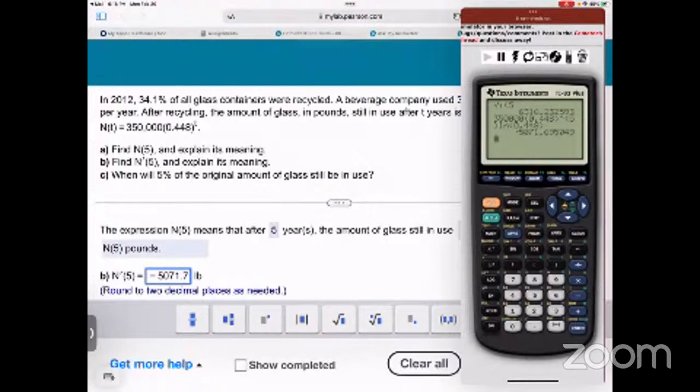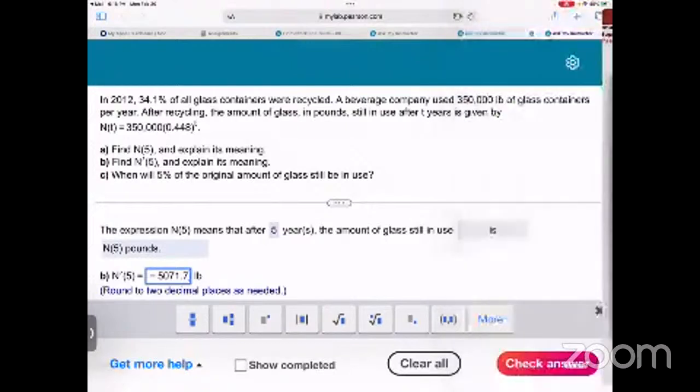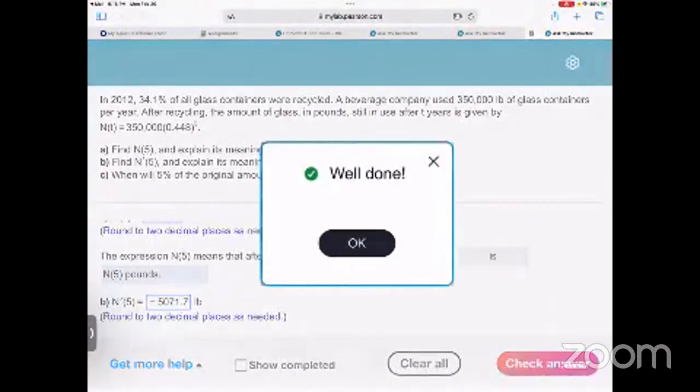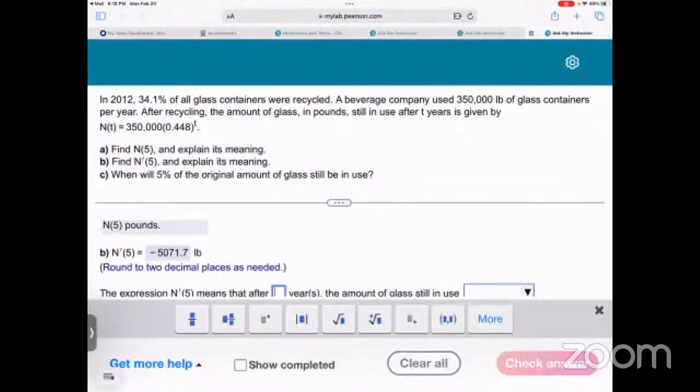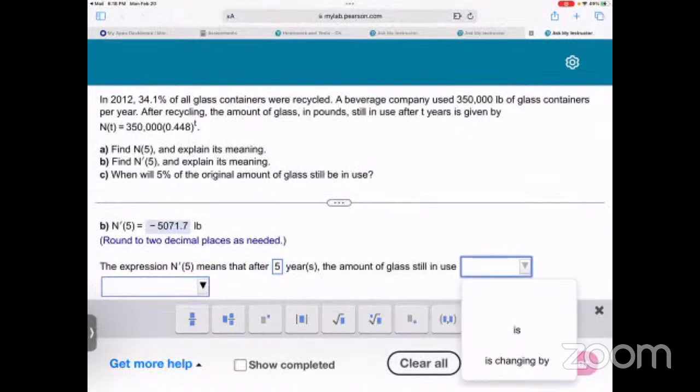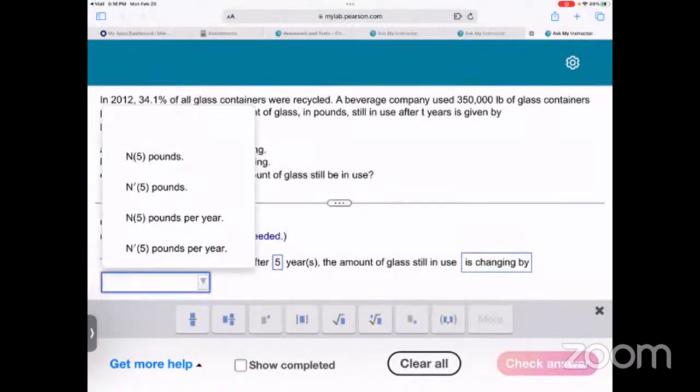Okay. So this expression means that after 5 years, the amount of glass still in use is changing by N prime of 5 pounds per year, right? Every year. This is a rate of change.